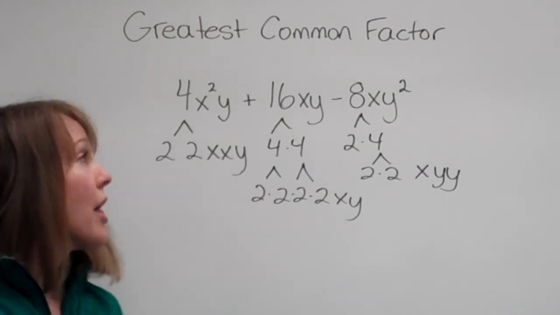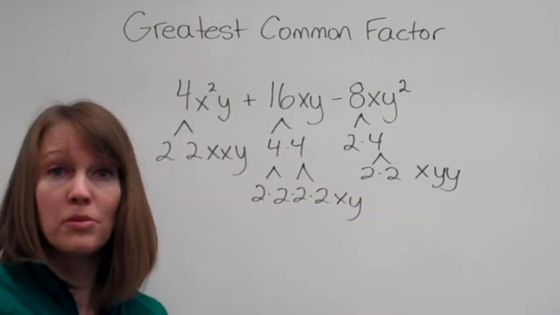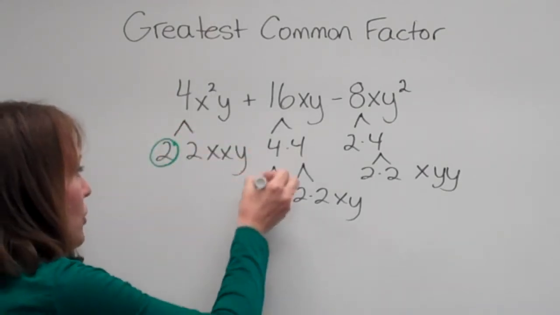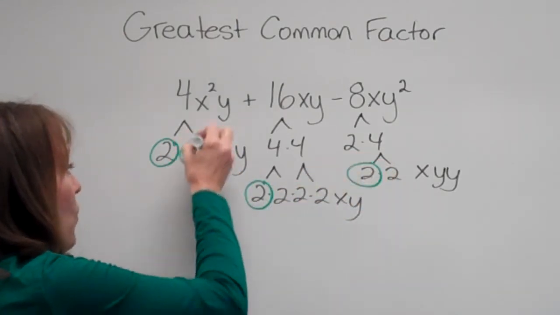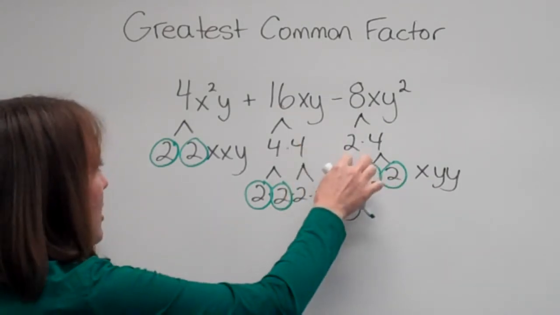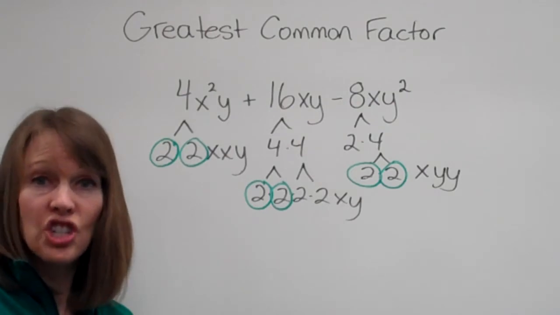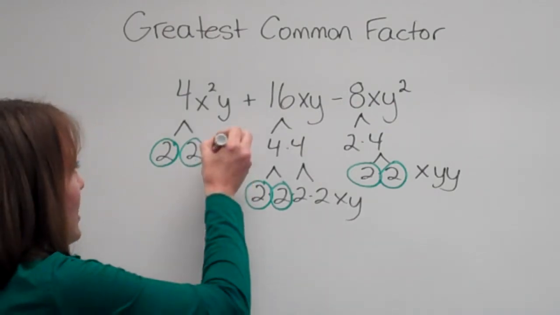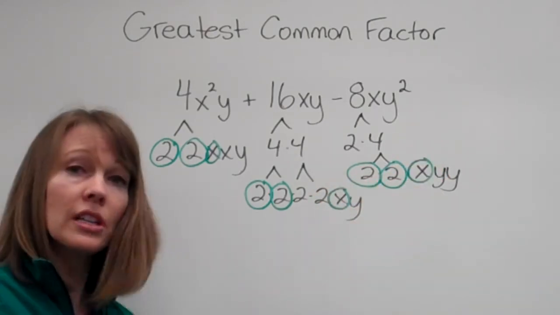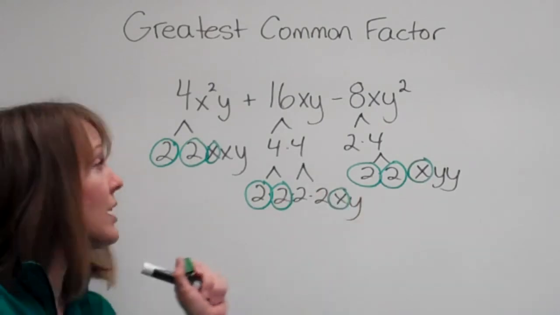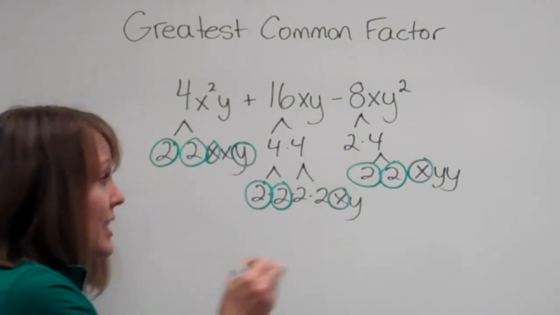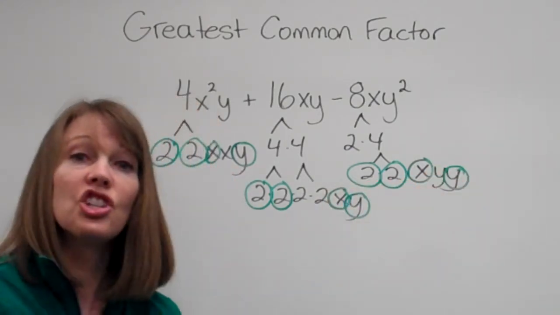Now we're looking for things that all 3 terms share. So we can't circle it unless they share it. So let's see. They all have a 2, and they all have one more 2. This one has more 2s, but I've run out, and this one has another 2, but I've run out over here. So the most that they share is just 2 2s. This one has an x, and an x, and an x. Now I've run out of x's, so I can't circle anymore because I don't have any more over here. And the same thing with the y's. Once I circle this one, I can't circle any more than 1 because I don't have any more here. So I can only circle what they share.